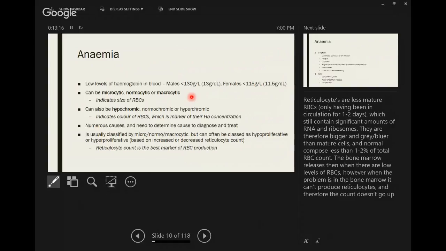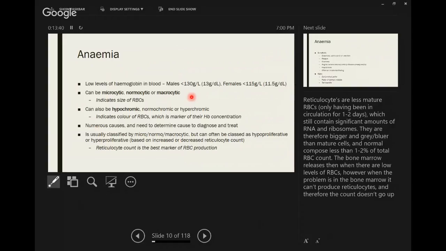The classic thing is iron deficiency is described as a microcytic hypochromic anemia, but apart from that, no one actually cares about the color until you get to hematologist level. It's not actually a diagnosis. You actually need to work out the cause, and it can be further classified as hypo or hyperproliferative.